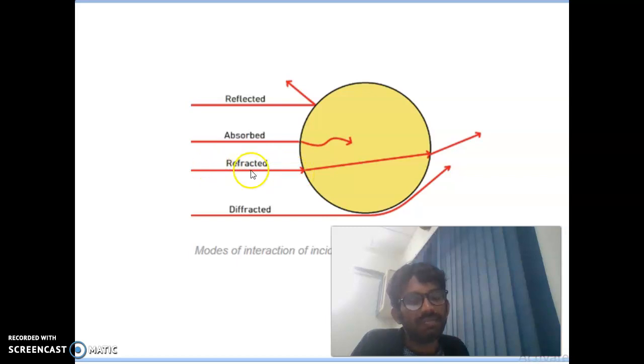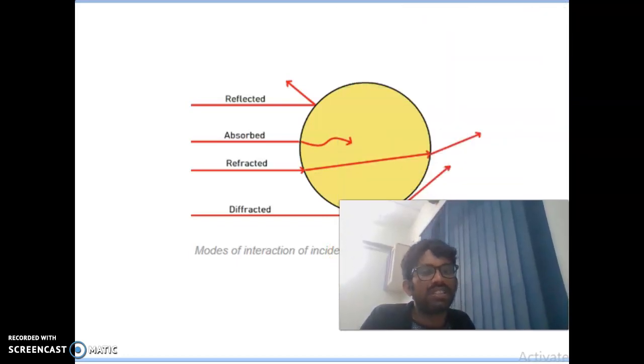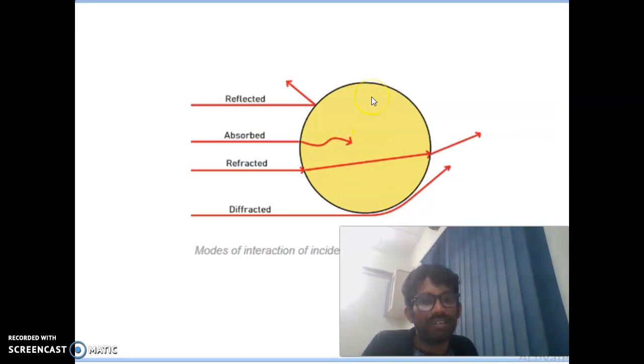You can see that some of the light will be absorbed, then the remaining light comes out, that is called refracted. Then the next one is the diffracted. Diffracted means most of the light will completely come out by changing of the curve. So this is the mode of interaction of incident light with particles and surface. That is what you can find in that image.